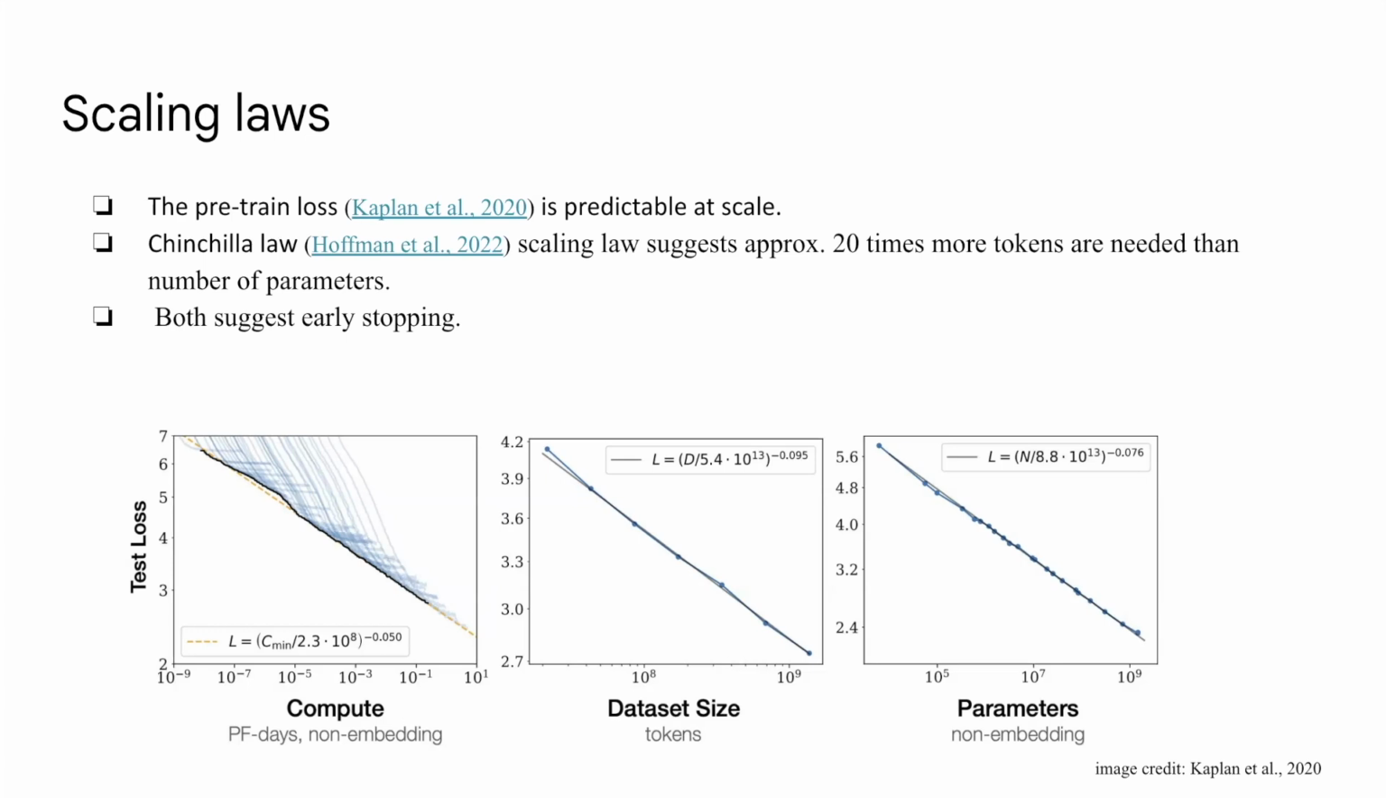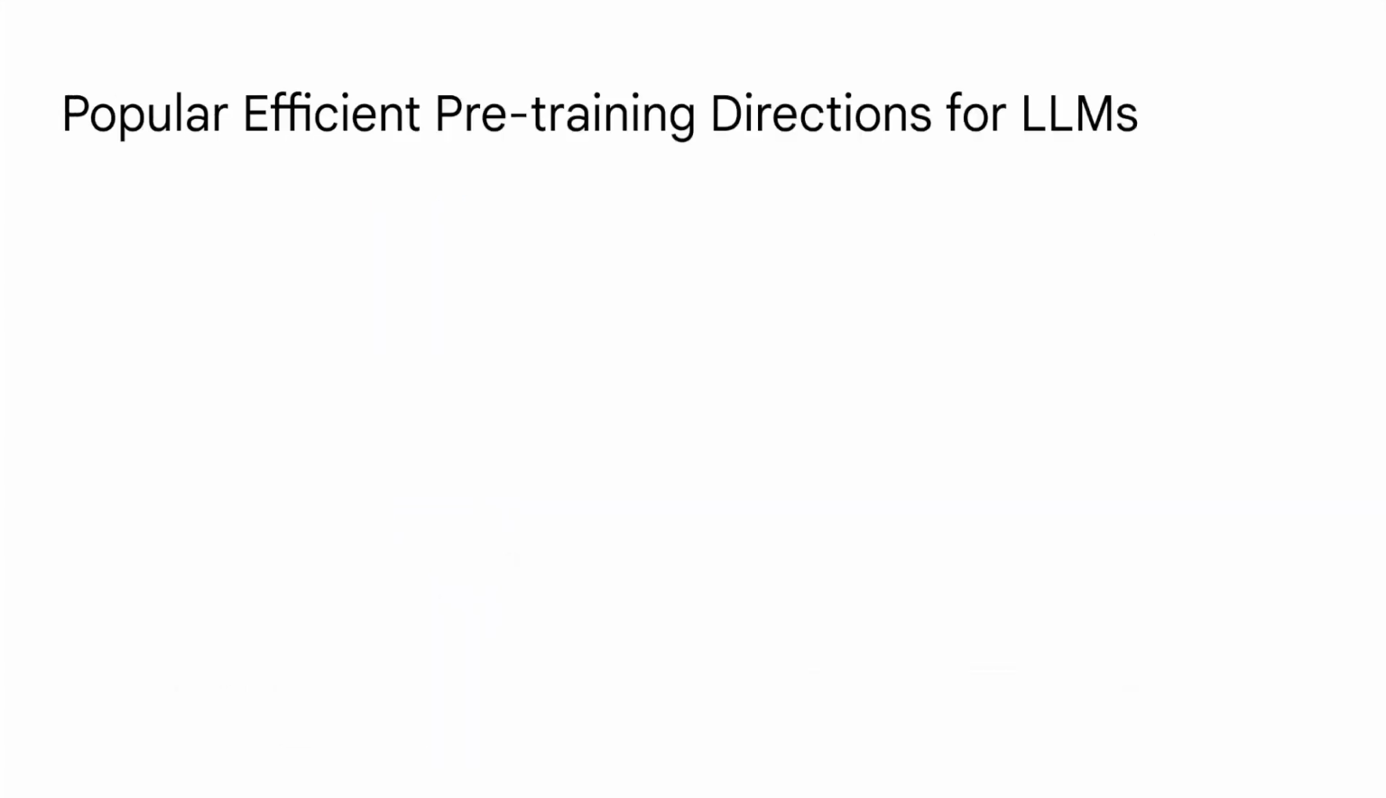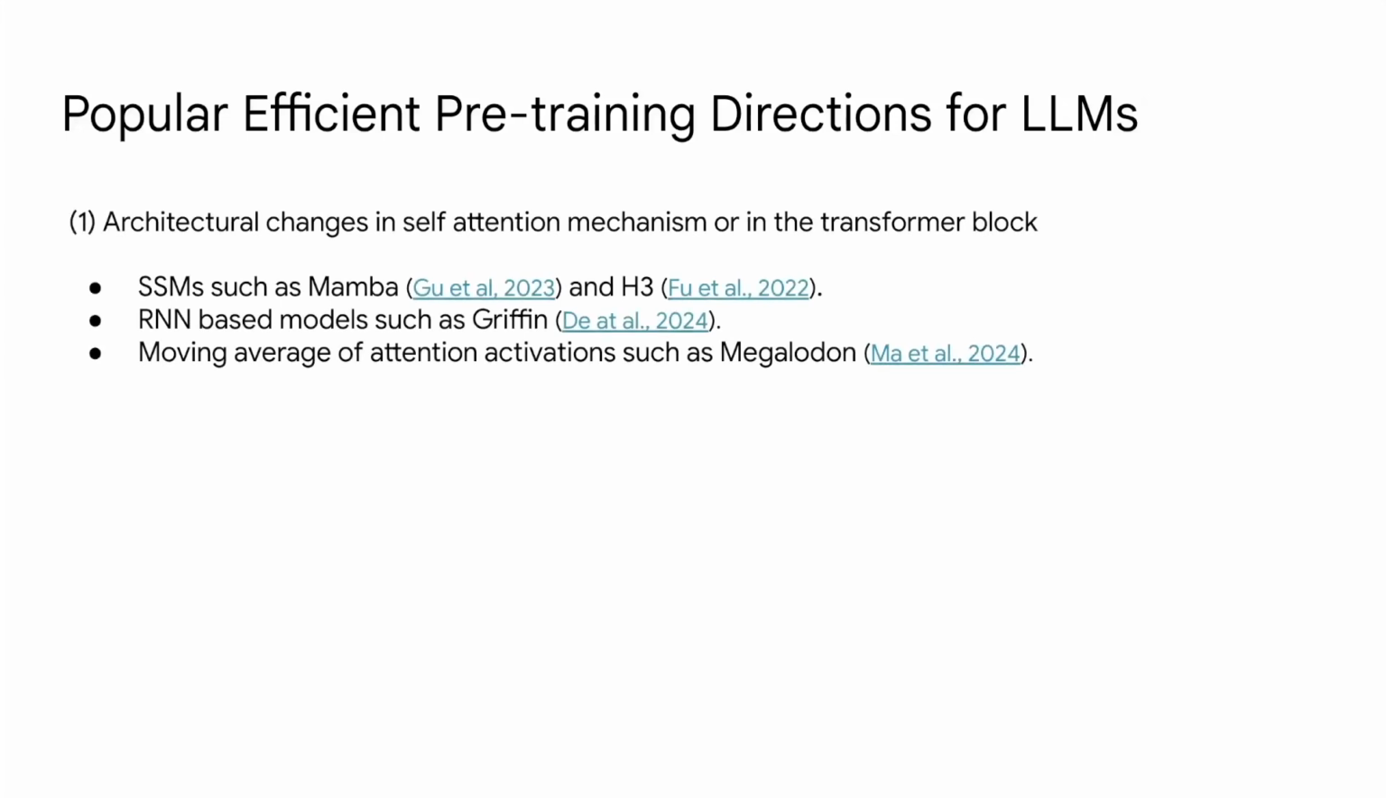The second scaling law that came into being was Chinchilla, also a very popular paper, which suggests that you need 20x more tokens than the total number of parameters. Both these scaling law papers suggested that you can early stop around 75 to 80% of the training. There are a couple of efficient pre-training directions for LLMs, which I have categorized into 3 different genres. The first is architectural changes.